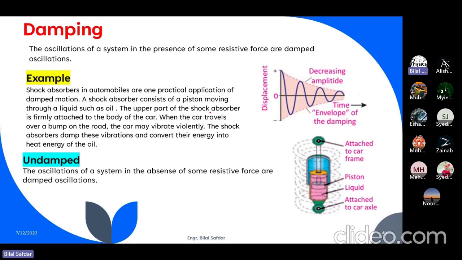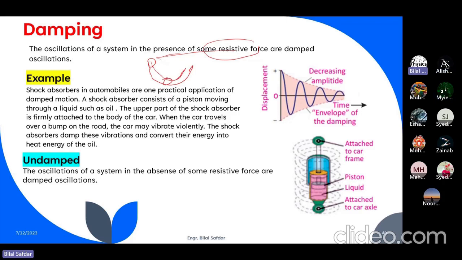In the damping effect, the oscillation of the system is in the presence of some resistive force, which resists the object's motion and stops it. Why is it so? Take a home example: you take a ball and move it toward the mean position, then it will stop after some time at the mean position. Yes? Yes, sir.